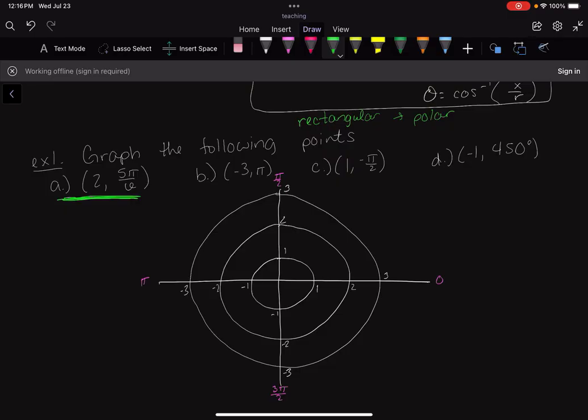So 5 pi over 6, let's go ahead and figure out where that is. Remember that pi, if I multiply by 6 over 6, I can write this as 6 pi over 6. So 5 pi over 6 is going to come right before that. So 5 pi over 6 is something like here, and then I'm only going to go out by 2. So there's my point.